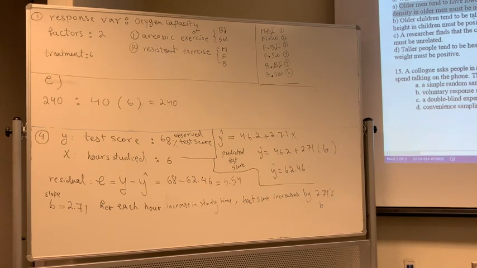Older children tend to be taller than younger children. So it means as age increases, the height will increase. The correlation between age and height in children must be positive. Okay. A researcher finds that the correlation between two variables is close to 0, so the two variables must be unrelated. Correct? The correlation is so weak, right?